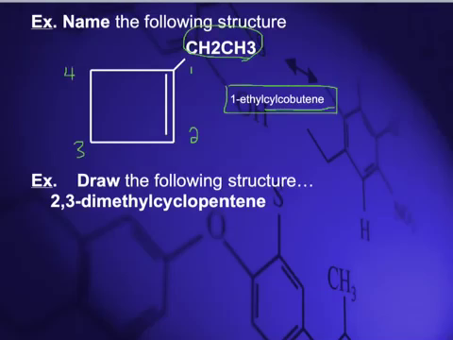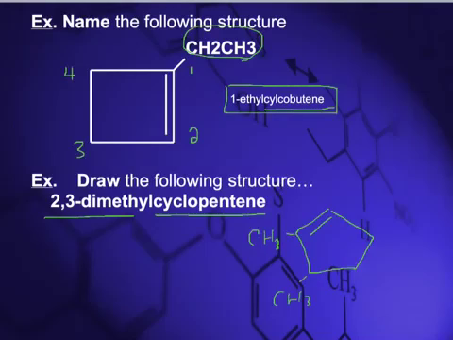Now let's go backwards and draw a structural diagram from a name. First we note that this is a cyclopentene. Therefore, we have a 5-carbon compound with a double bond between position 1 and 2. We also note that there are 2 methyl groups, one at position 2, CH3, and one at position 3. For clarity, let's number the carbon atoms. 1, 2, 3, 4, 5.